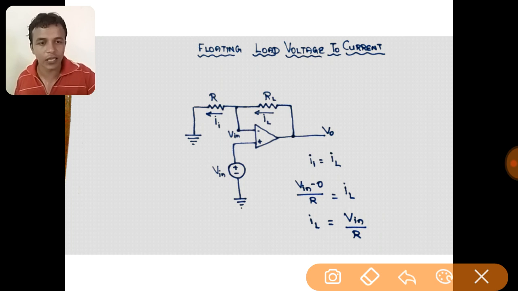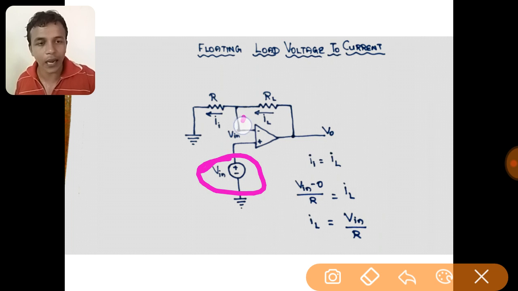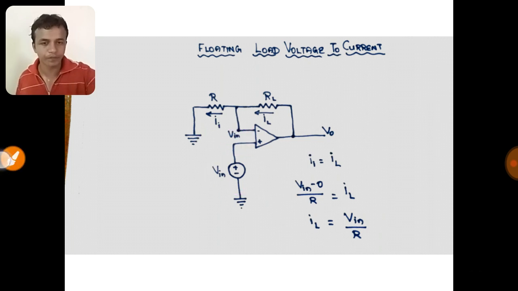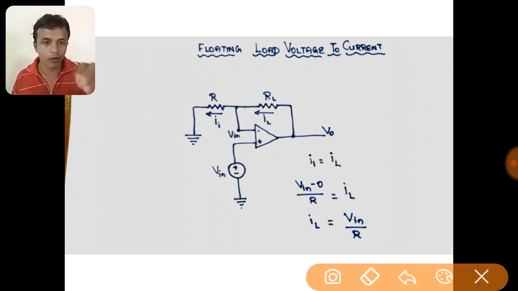So whatever the voltage that we apply to the non-inverting terminal, it will be available at this node. So the same Vin is available here. The concept of virtual ground is clearly explained in the inverting amplifier and non-inverting amplifier videos. You can refer to those videos to have a clear understanding about the concept of virtual ground.